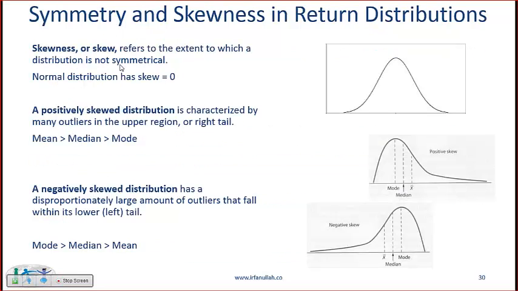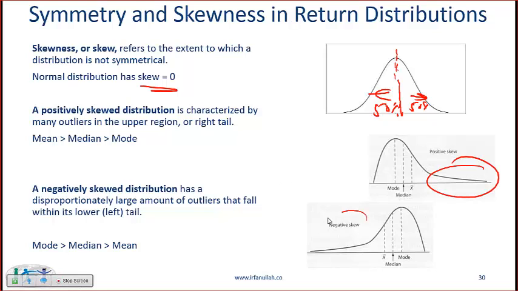Symmetry and skewness. So this is a symmetric distribution. A symmetric distribution has a skewness equal to 0. That means you have the same amount of data on the right, same amount of data on the left. Your normal distribution is symmetric. So you'll have 50% to the left and 50% to the right of this central point. Positively skewed means that you have a fat tail on the right. A negative skew means that you have a fat tail to the left.